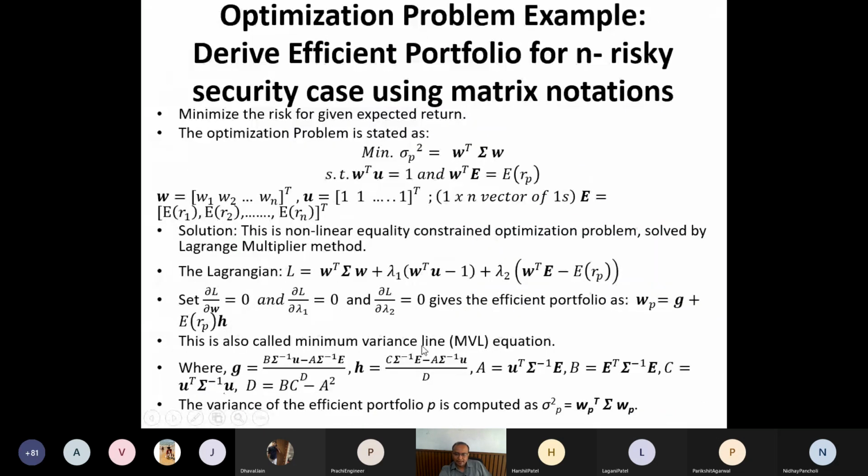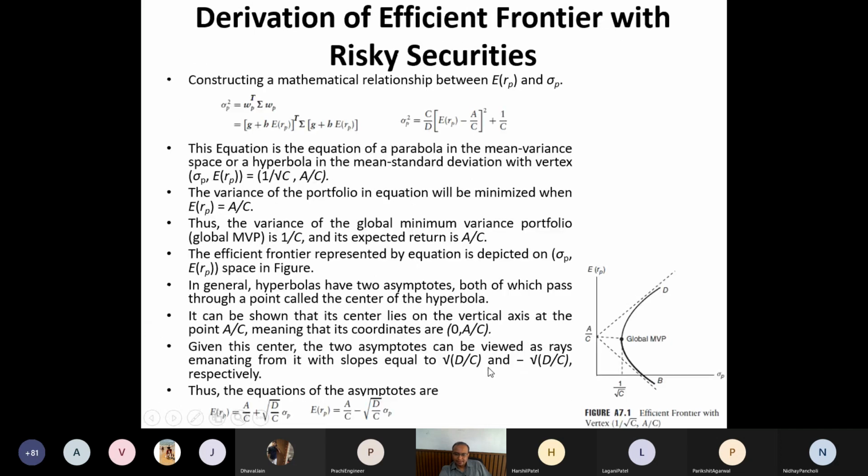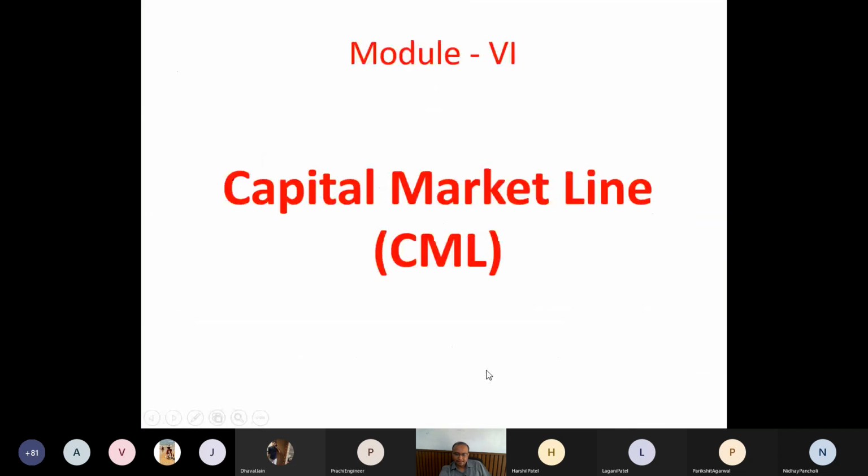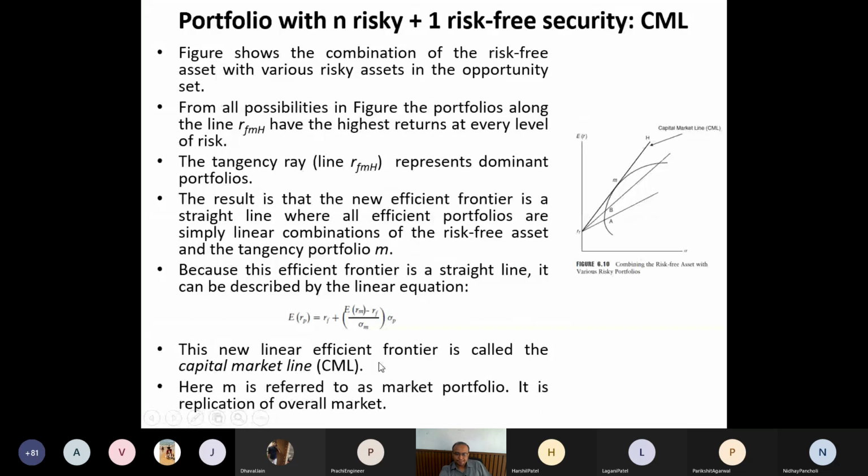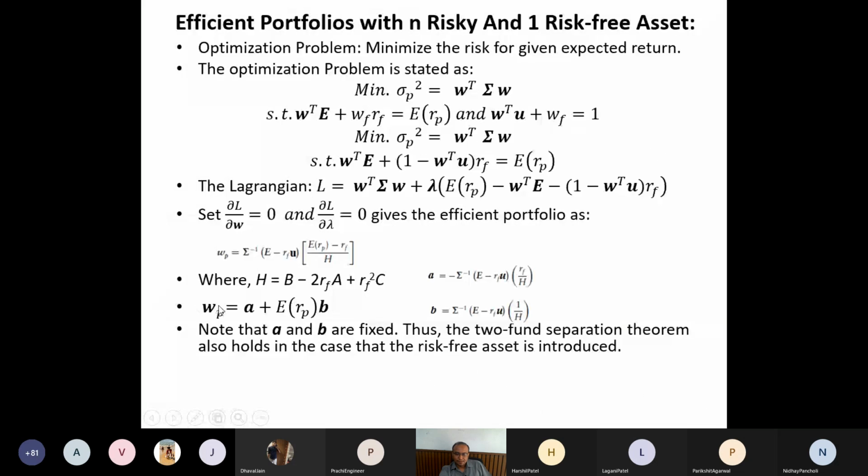I'm going to that slide for only N risky security. In the derivation of this WP for N risky security, we introduced these parameters A, B, C, which depend on U, sigma, and E. The same parameters are there here, but ultimately we are interested in the final equation of this WP bar, which will be expressed like this.